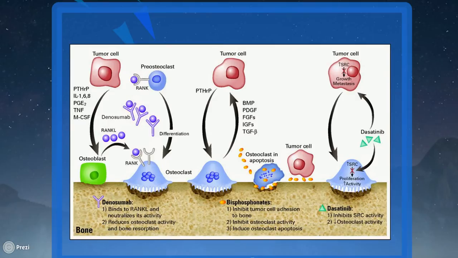This picture shows us the way that Denosumab acts. So, the Denosumab is represented by the white and purple letter. It will bind to the RANKL receptor, which is the purple circle, and it will neutralize its activity. So it will reduce osteoclast activity and the bone resorption.